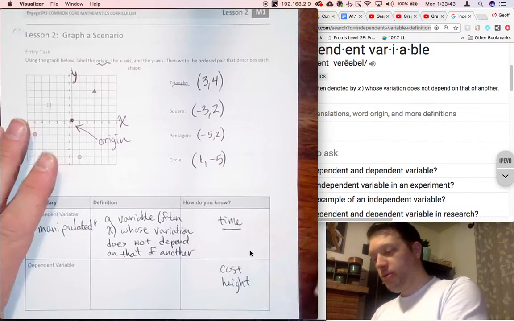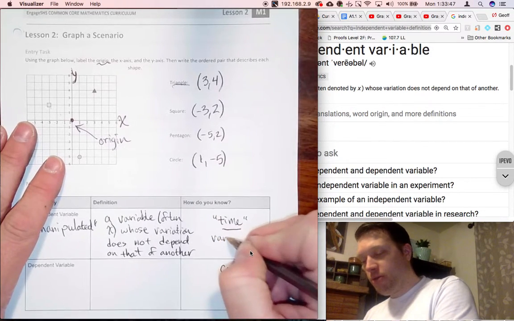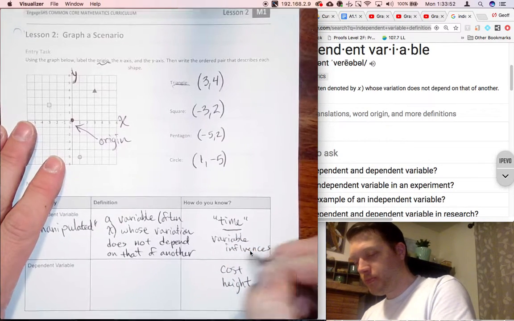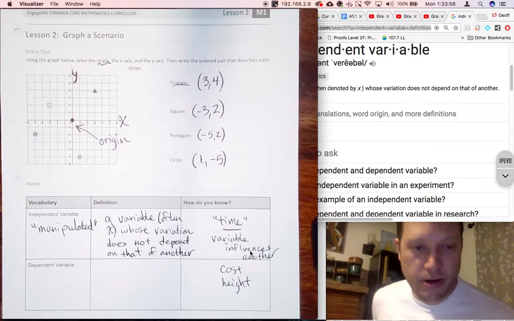How do you know? For example, time is one of them. But the variable influences something else. Okay, that something else is the dependent variable.